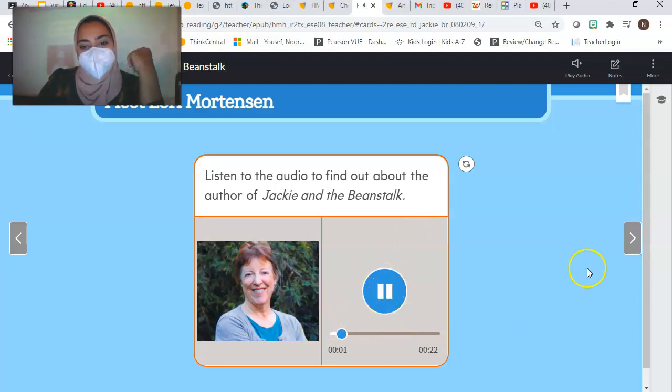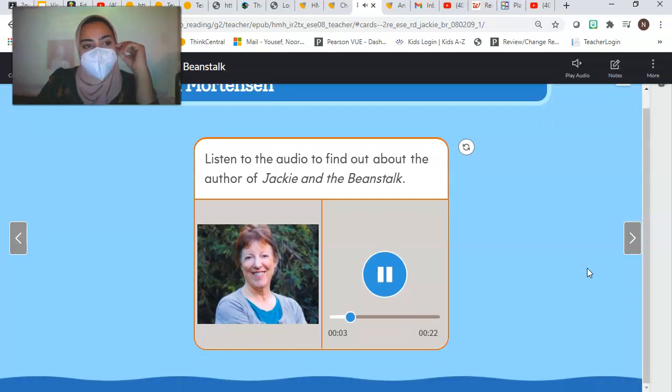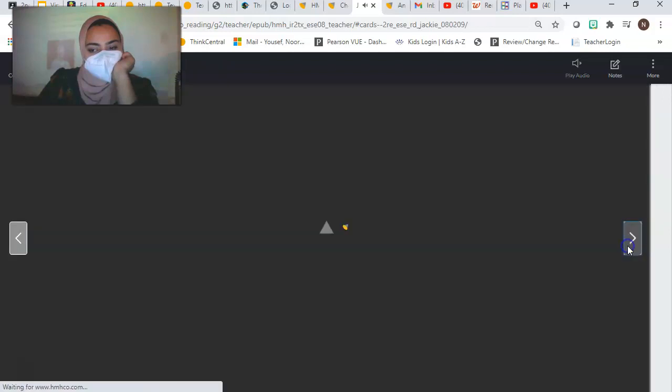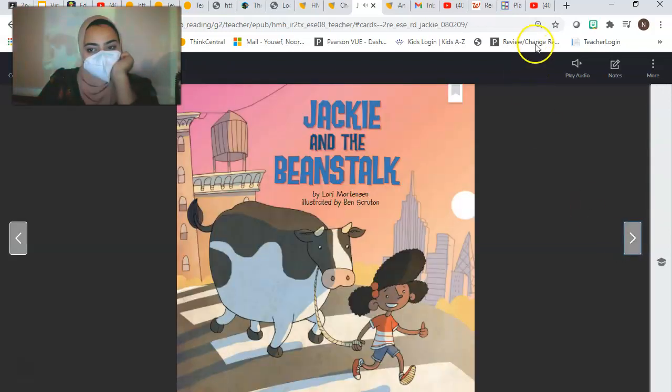Lori Mortensen has written more than 70 books and has won awards for her writing. Ms. Mortensen's cat Max sits on her desk as she works. She has even written about him in some of her stories. Many of her books are about clever animals who have fun adventures. Ms. Mortensen says that writing is like putting a puzzle together. All the pieces have to fit. Jackie and the Beanstalk by Lori Mortensen, illustrated by Ben Scruton.